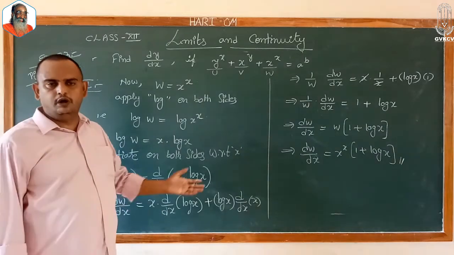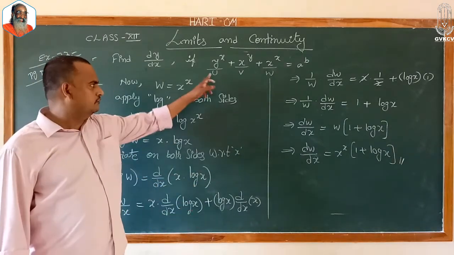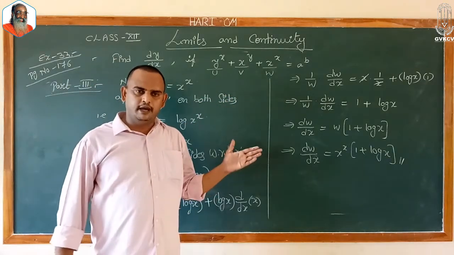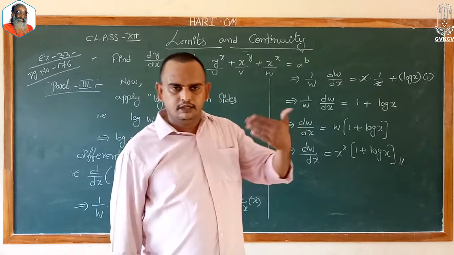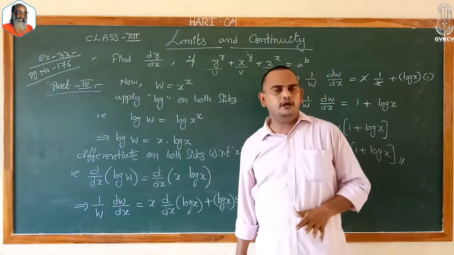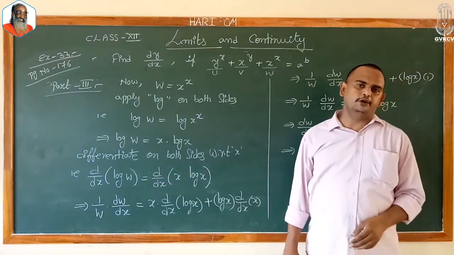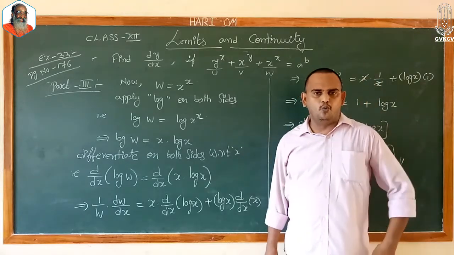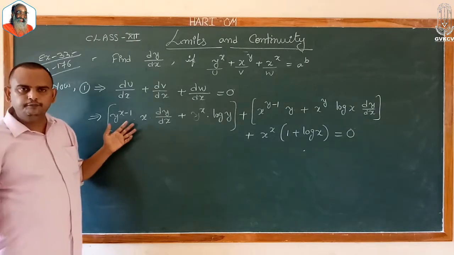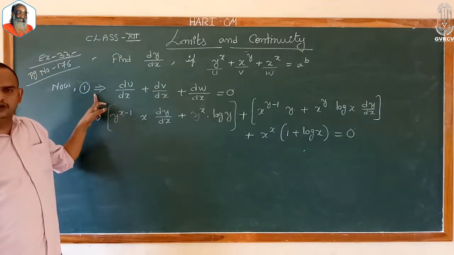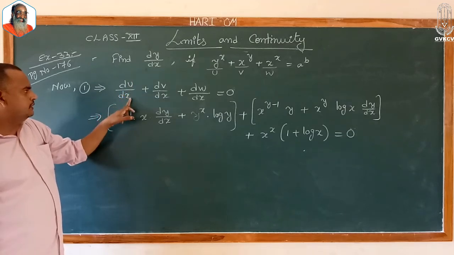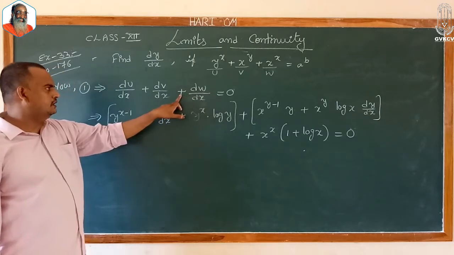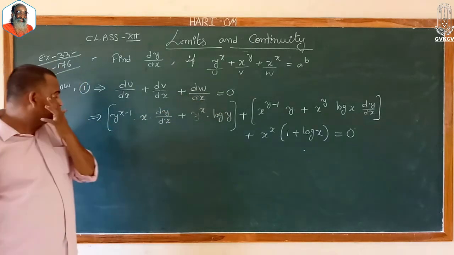So now what we have done? We derived function u, function v and function w. Now I have du by dx, dv by dx, dw by dx. All the 3 derivatives I know. Now all these 3 derivatives, let us substitute in equation number 1. What is equation 1? du by dx plus dv by dx plus dw by dx is equal to 0.